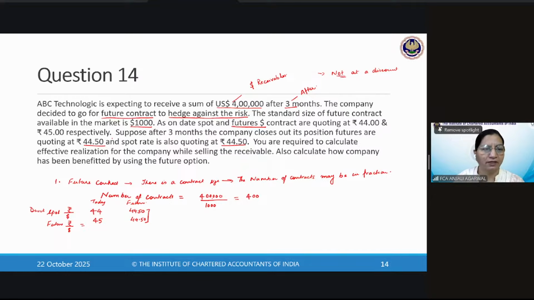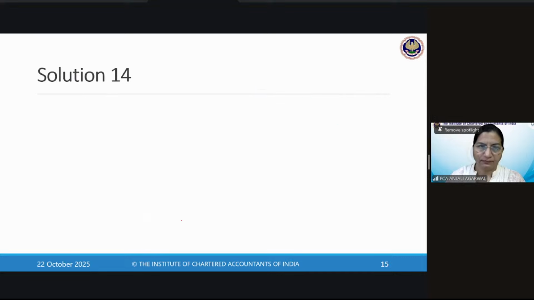You are required to calculate the effective realization for the company while selling the receivables, and calculate how the company has benefited by using the future option. Firstly, you have dollar receivables. You are fearing that the dollar price may not come down. That means at present you're thinking that if it is high today, it will come down in future. So something which is high today and will come down in future, you will like to buy or sell.